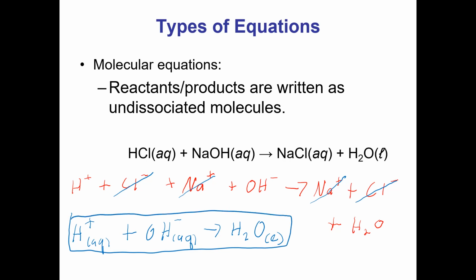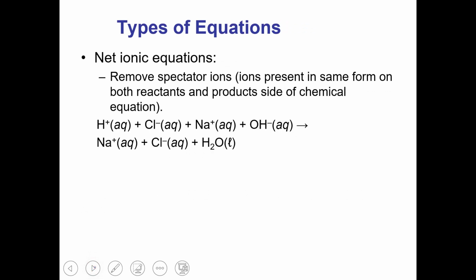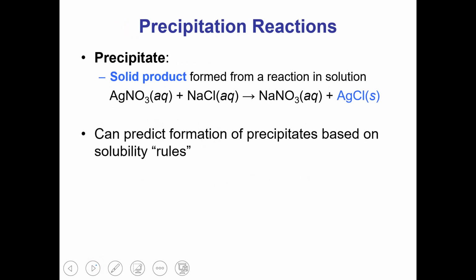So our net ionic equation would be H+ (aq) plus OH- (aq) gives us water, which is a liquid. So this is our net ionic equation. Okay, so that is all we're going to talk about for acid-base neutralization reactions.